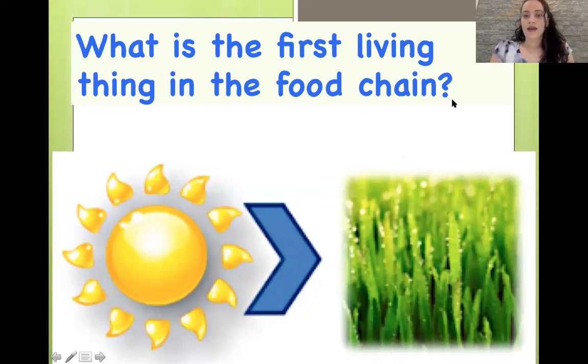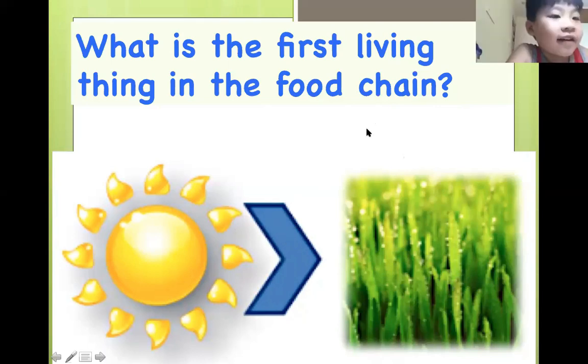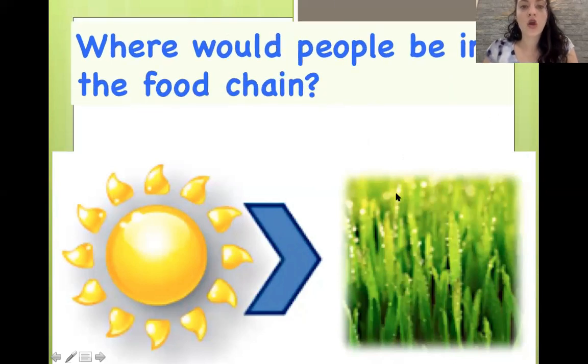So, is the sun living or non-living? Say on 3. 1, 2, 3. Good, the sun is non-living. So the first living thing in the food chain is the grass. Where would people be in the food chain? Sina, would we be right after the sun? Would we eat the grass? Would we be at the end? Beginning, middle, or end?